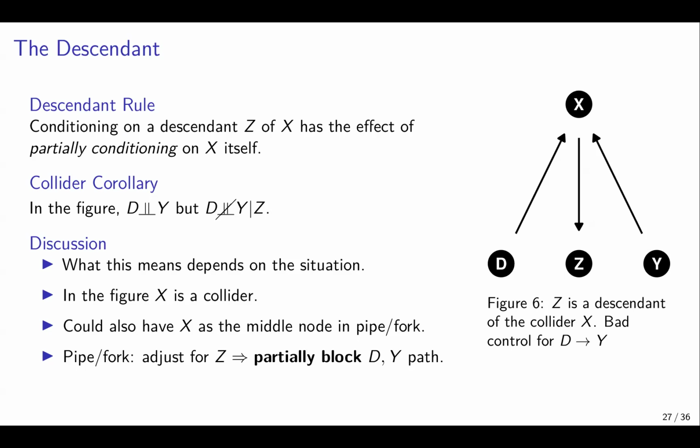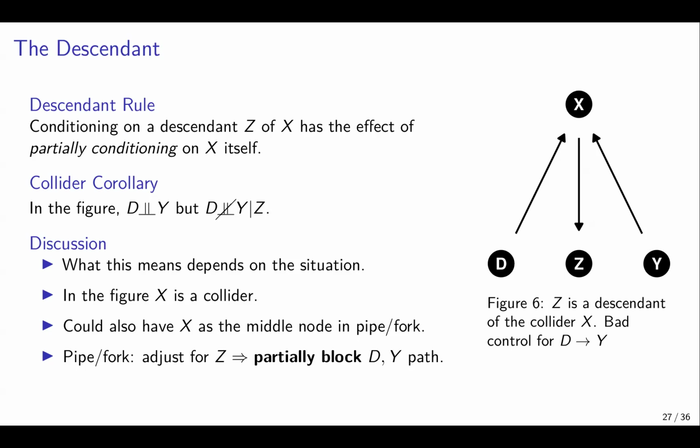The descendant can be a descendant of anything. It can be a descendant of a collider. It could be a descendant of the middle node in a pipe. It could be the descendant of the middle node in a fork. So in some sense, the descendant is like an add-on. It's a thing that you add on to each, or I should say any, of the preceding three special DAGs.